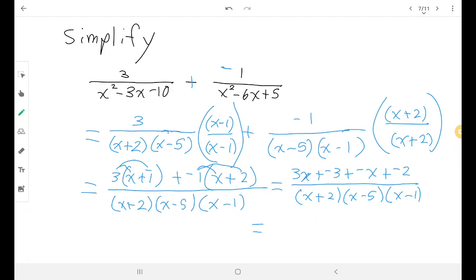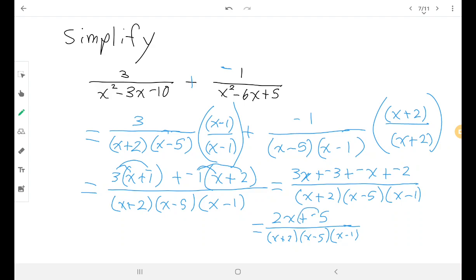And now put like terms together on the top. So we've got 3x plus negative x, which will be 2x, and negative 3 plus negative 2, which is negative 5, over that common denominator of x plus 2 times x minus 5 times x minus 1.